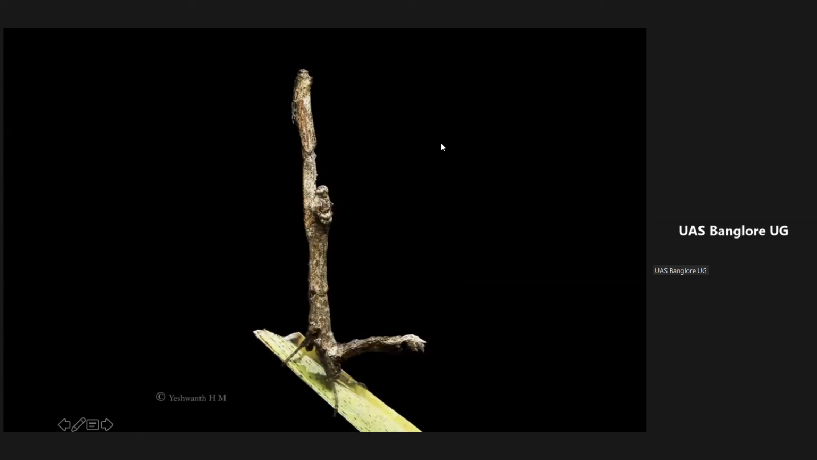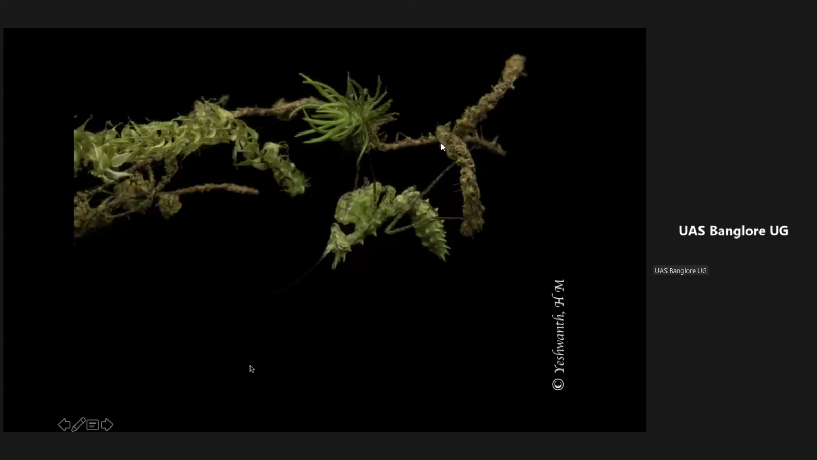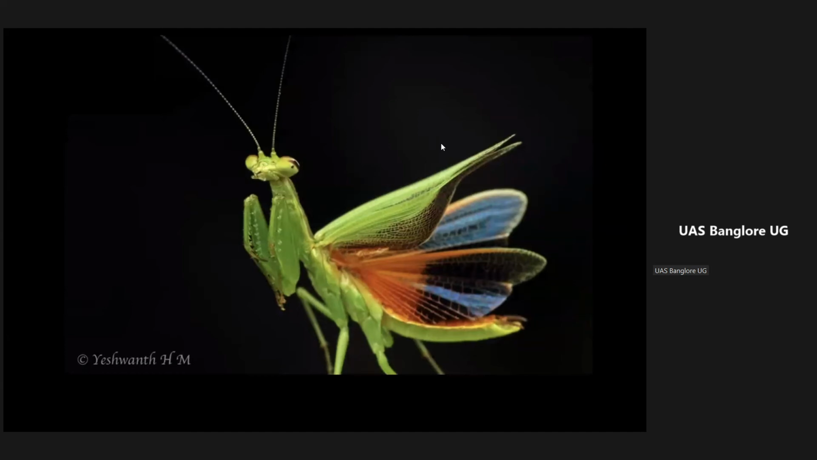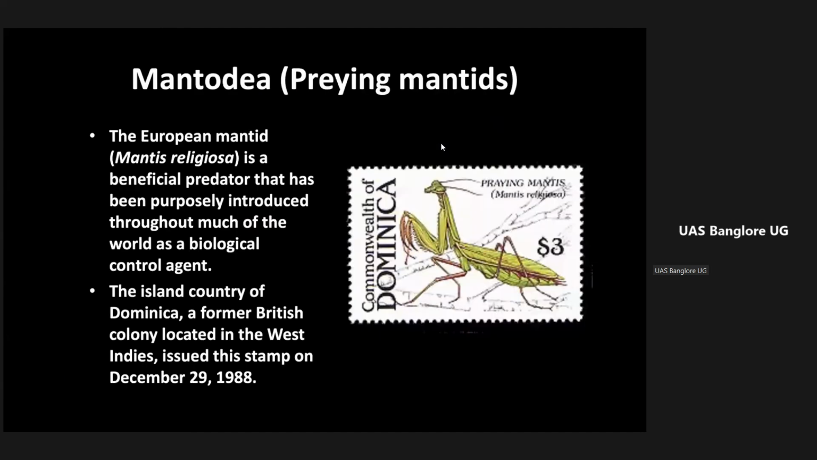So let us look at what these characters are. They are quite camouflaging, very interesting. It looks like a stick. Okay, there's one. Can anybody identify the mantis here? We call it the moss mantis. They are very similar to moss, sphagnum moss. If you are from the Western Ghats, you will know what sphagnum moss is. And the wings are quite colorful. There are also stamps of mantids. You can see that Europeans or Dominicans have released a stamp on the mantid also.